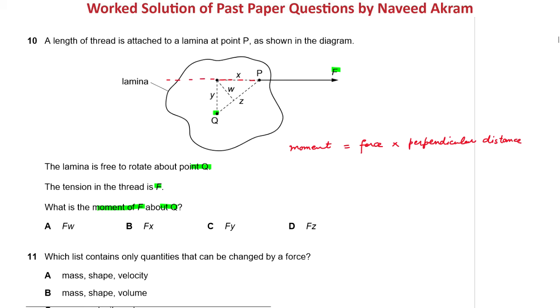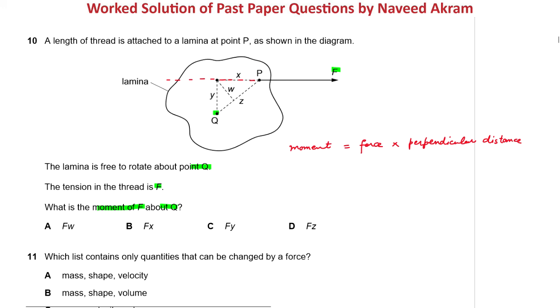If we see this one, the angle between this distance, the line joining the point Q, which is the pivot, to this point, this angle is not 90 degrees. So this is not the perpendicular distance. Now let's talk about distance x. Distance x is from this point to this point, whereas we need the distance from the pivot to the line of action of force, the perpendicular distance from the pivot to the force. So x can also not be taken to find the moment.